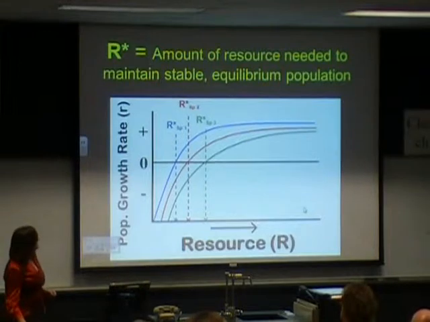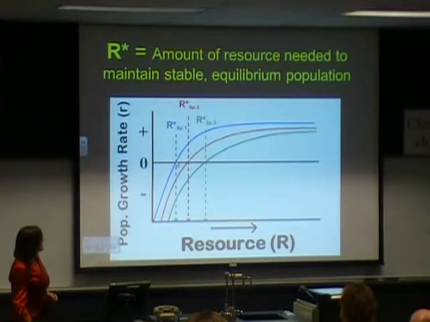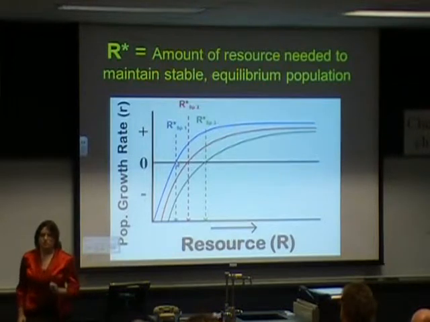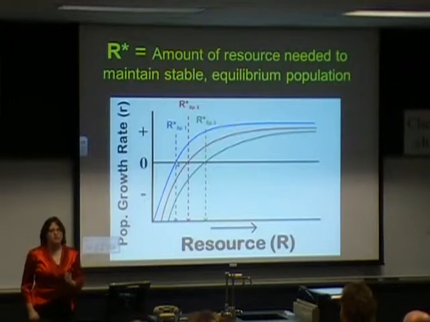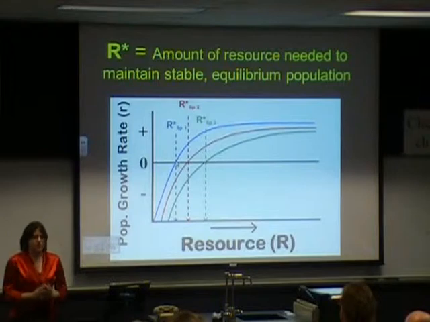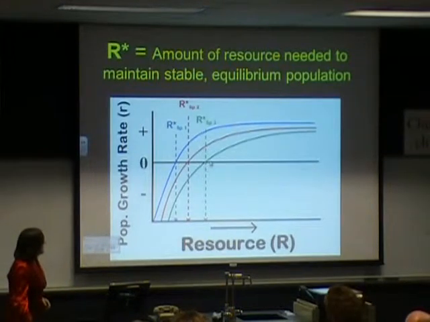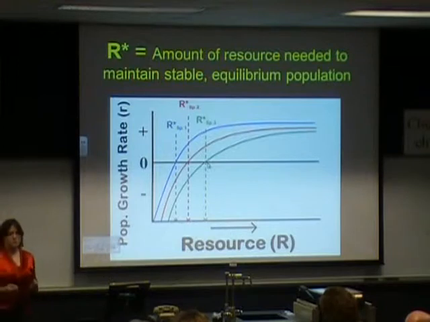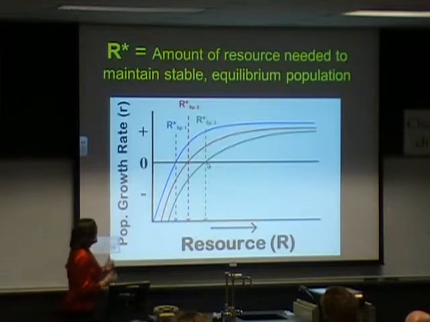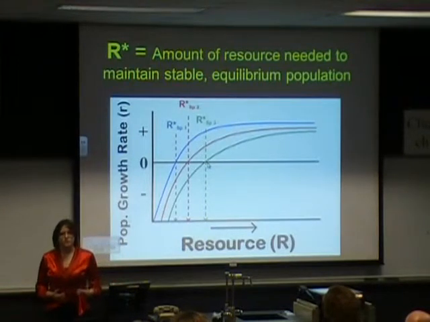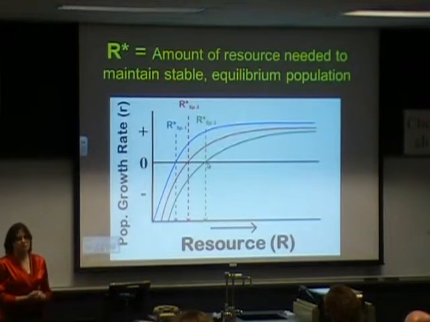Why? Because in this case, species 1 is going to be the most competitive species because it has the lowest R star. It's able to maintain its population with a lower amount of that resource than any of the other species in the system. Species 3, on the opposite end, is going to be the worst competitor of these three because it needs a greater amount of resources in order to maintain the same population size.